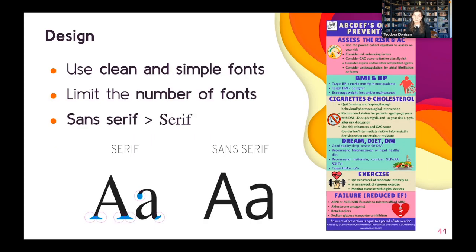Use clean and simple fonts and limit the number of fonts to maximum 2 or 3. We can see in this infographic by Devesh that he has 2 fonts and the emphasis is made by size, color, and bolding the font. It's preferable to use sans serif fonts as it makes reading the text easier. Just so you know, serifs are those tiny tails at the ends of the letters.